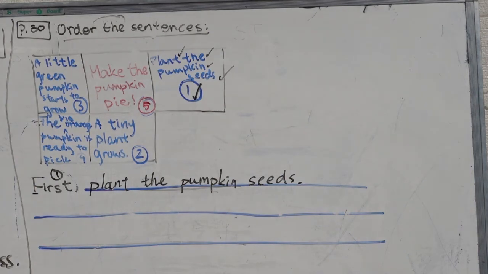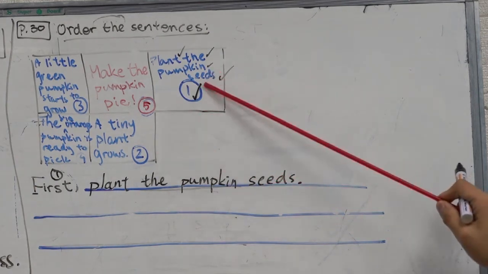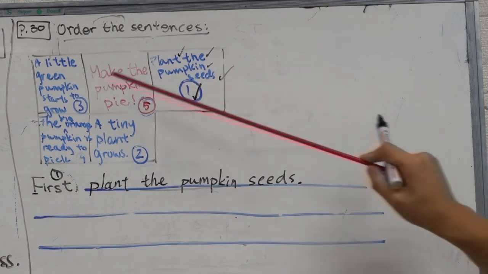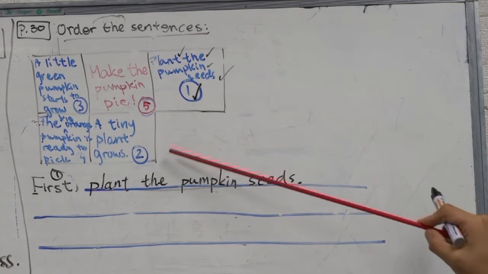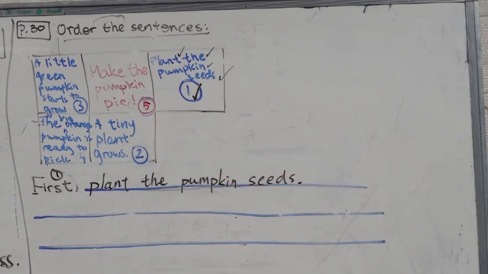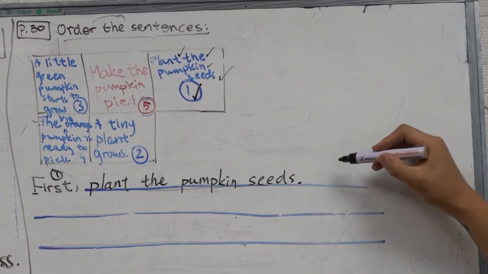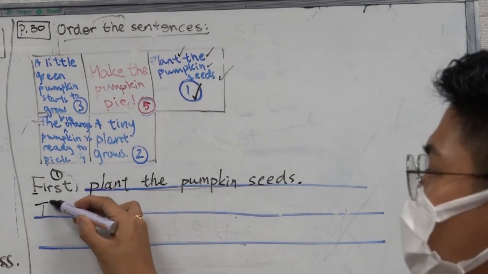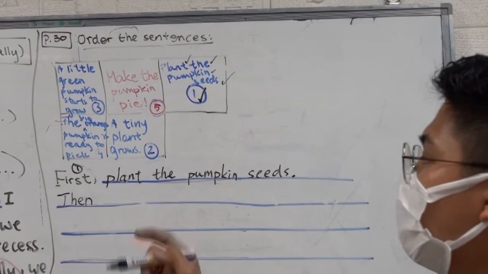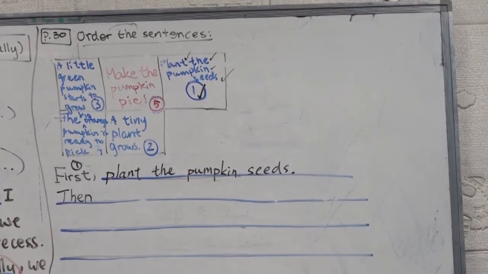Now after picture 1 should be picture 2, right? So 1, 2, of course. You don't count 1, 3, 2, 4, 5, right? It should be 1, 2, 3, 4, 5. So what should we use for the number 2? Is it first, or finally, or then? Right, it should be then, right? So maybe I'll use another line so it's easier, right? So you write down then.